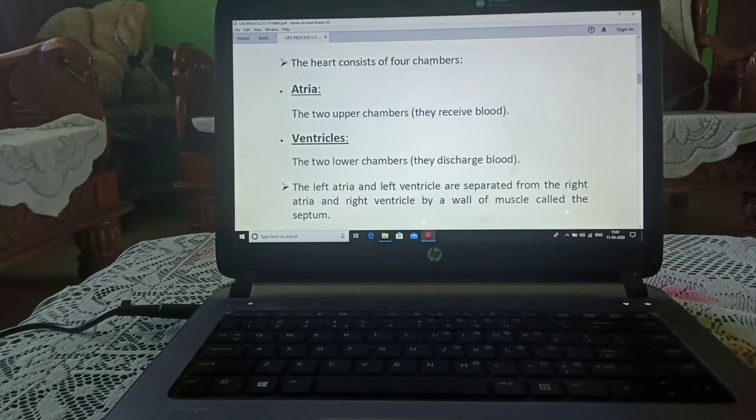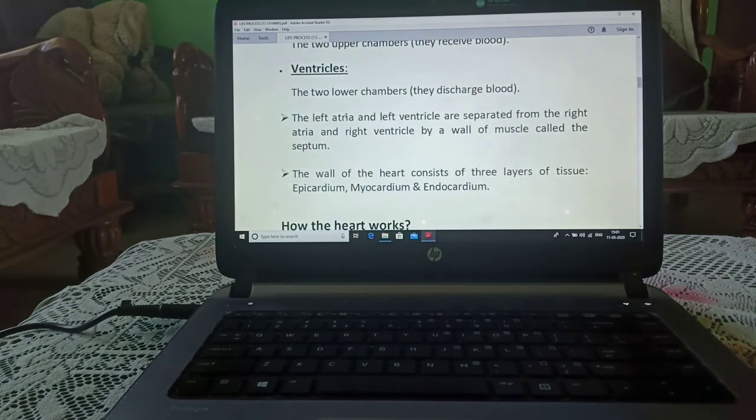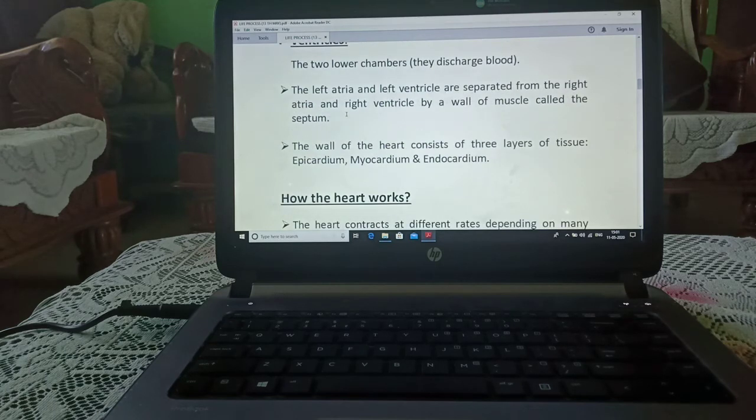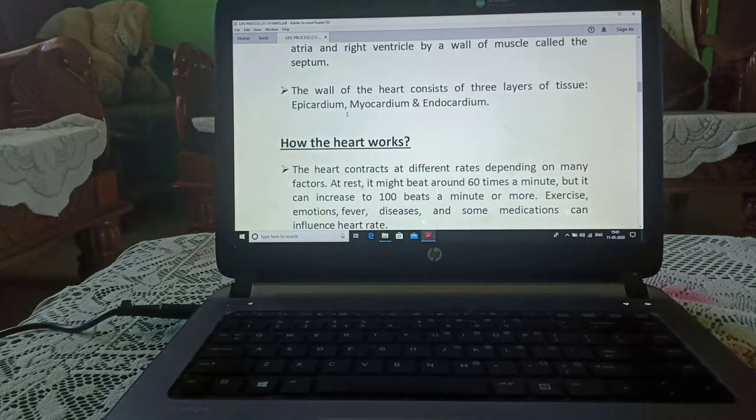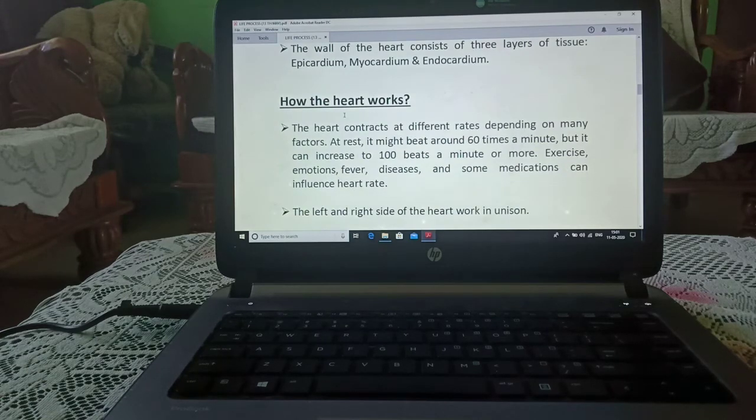The heart has 4 chambers, 2 upper auricles and 2 lower ventricles. The left auricle and the left ventricle are separated by a septum. The wall of the heart consists of 3 layers: epicardium, the outer layer, myocardium, the middle layer, and endocardium, the inner layer.